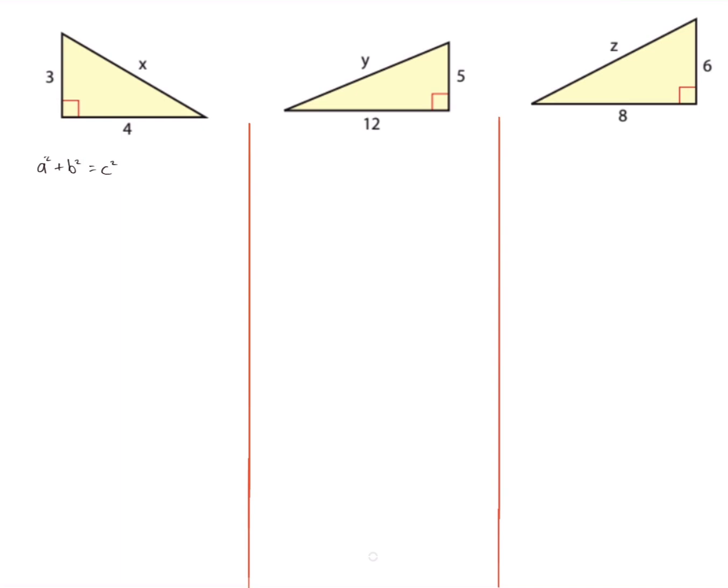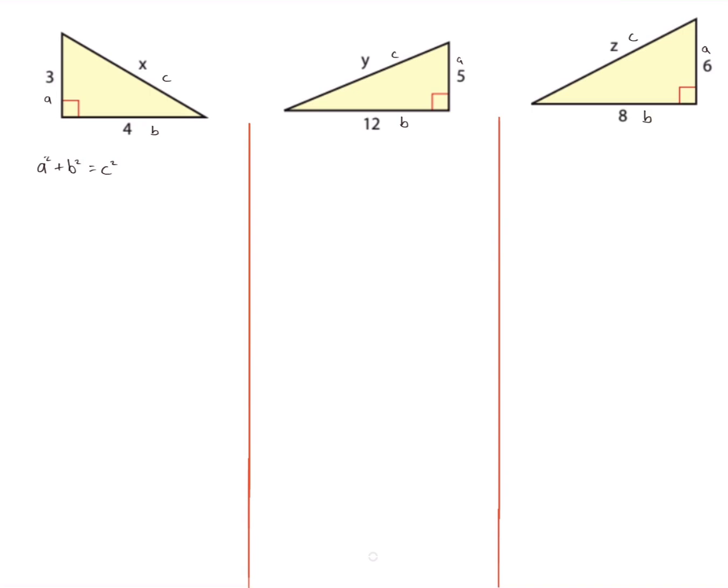Now, I'll just have to do this. This is A, this is B, and this is C. That's the sides of the triangle. Over here, this would be A, this would be B, and this would be C. And over here, this is A, this is B, and this is C.